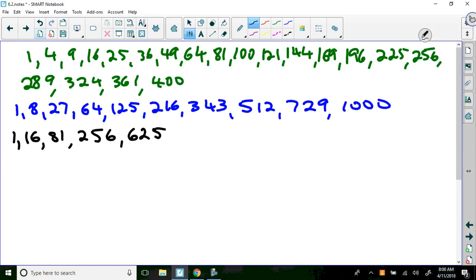Okay, finally, then the perfect fifths. The first 3 perfect fifths, I think I said you should probably know, and they're 1, 32, and 243. Good. So being able to refer to these is probably going to be something that you're going to need to be able to do.